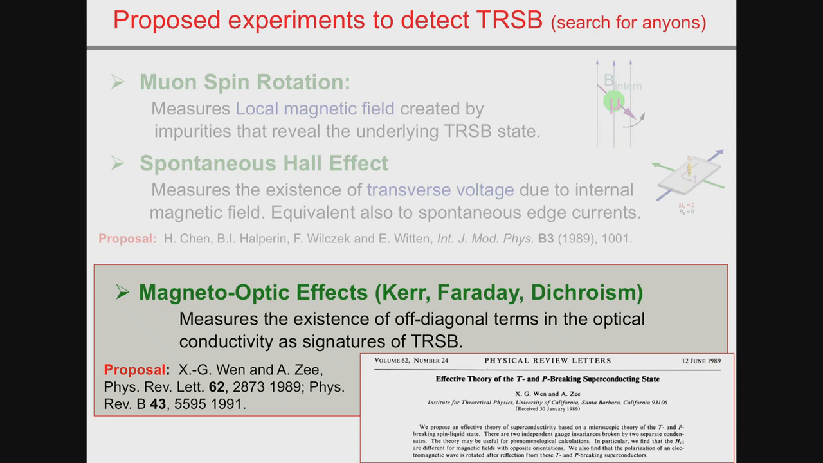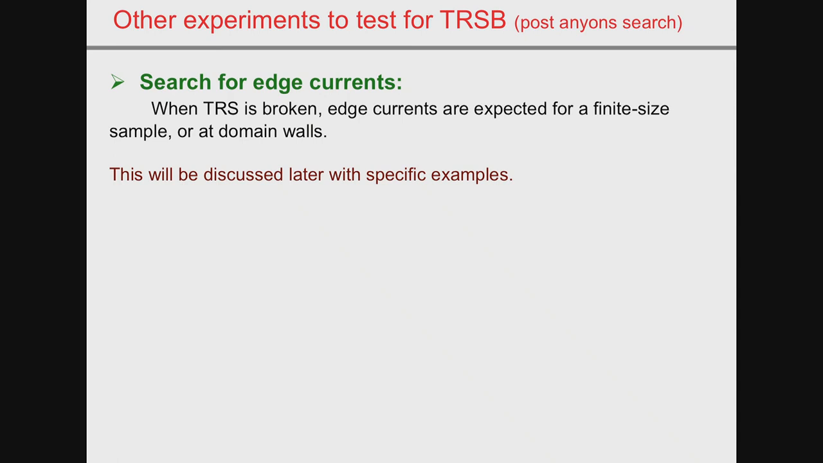And they did, and they came up with an idea, and this is '89, that indeed this effect should be there, and in fact it should be there if anyon superconductivity exists. This effect should be there of order one. Of order one means as strong as for normal ferromagnets, and I'll show you in a minute what it means.